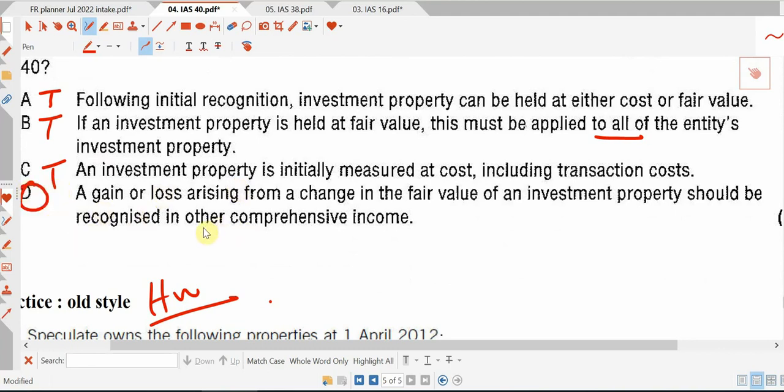Now why is D wrong? Because it suggests that for investment property, changes in fair value go to OCI. This is for PPE, not for investment property. It's for PPE only.